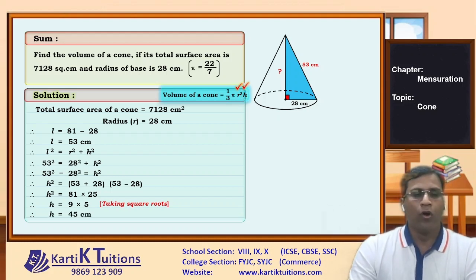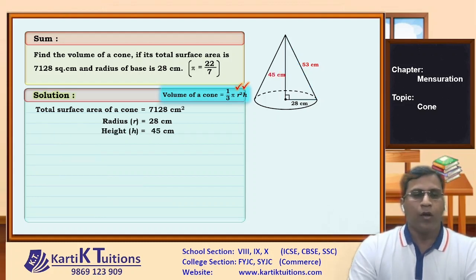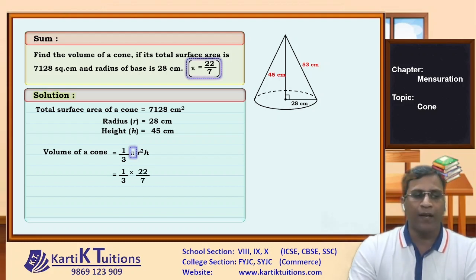Once you get this value, you have to just substitute it in the volume of a cone. Now what is the volume of a cone? It is 1 upon 3 pi r square h. So 1 upon 3 into pi, that is 22 upon 7 into r, कितना अपना 28 into 28 into h, that is 45. Now let us simplify this.